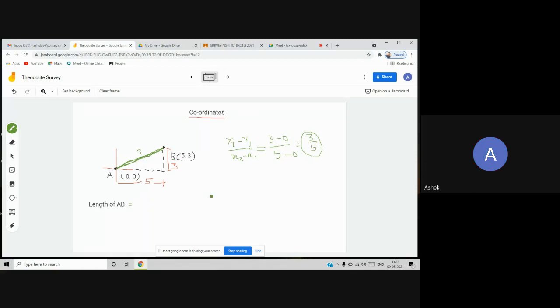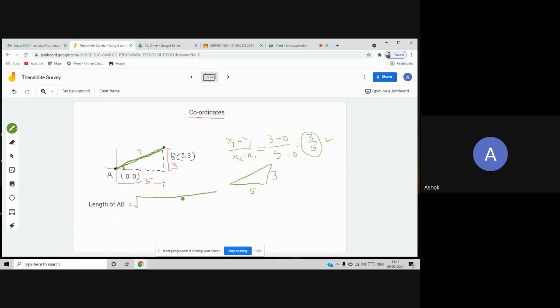How to find out? By using Pythagoras theorem, we'll find the longest side of the triangle. So this is a triangle, 5 unit, 3 unit. From this you can get the slope. Slope means nothing but you can get the angle. But I'm talking about this length. So by Pythagoras, you can get, so this will be what?